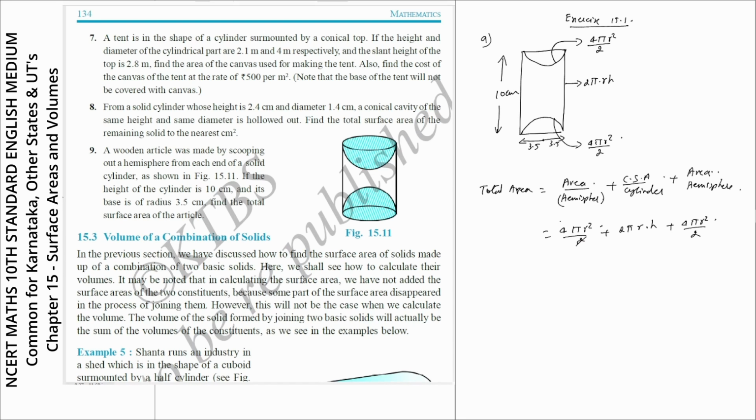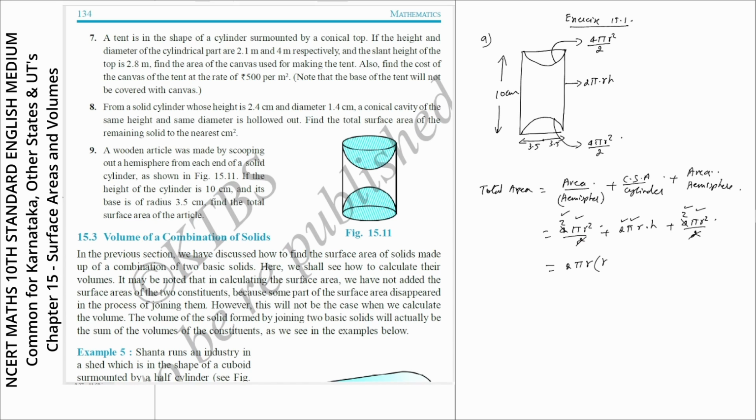So here 2 ones are 2, 2 twos are 4, 2 ones are 2, 2 twos are 4. So what all the common things I can take now? I can take pi common, and also I can take 2 common. So 2 pi. Also 1 r I can take common. Okay, so 2 pi r. And now what is left?